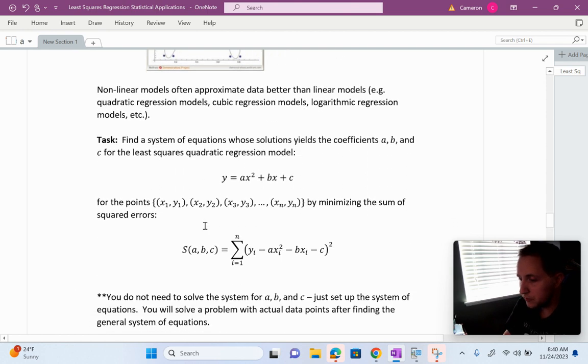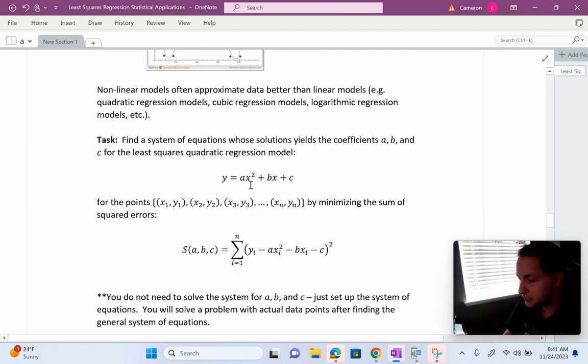And so what you're going to do in this task or in this lab is you're going to find a similar system of equations like we did for the linear model, but you're going to do it for a quadratic regression model. So you're going to have 3 coefficients you have to find. A would be the quadratic coefficient, B would be the linear coefficient, and C would be your constant for n data points, x1, y1, all the way up through xn, yn. And again, you're going to want to minimize the sum of squared errors.